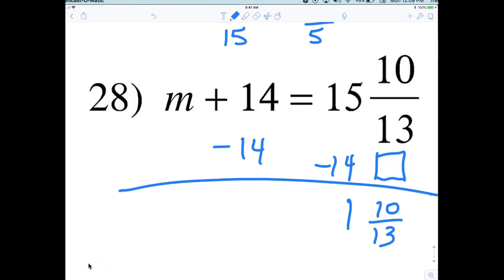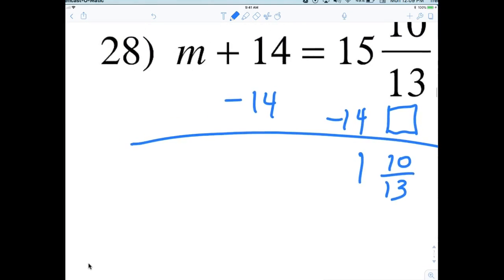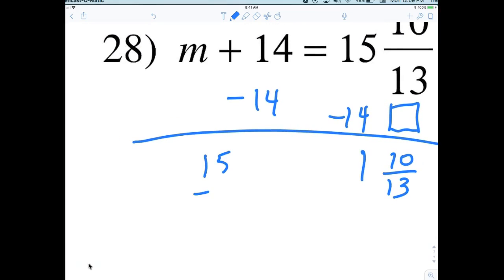I think that one's really simple. Wait, so he subtracted the 15 and the 14. That's correct. That's right. It's so easy. Because why? Because there's nothing here, 0. Now, if it was the other way around, if it was 15 minus 14 and 10 thirteenths, now do I bring down the 10 thirteenths?